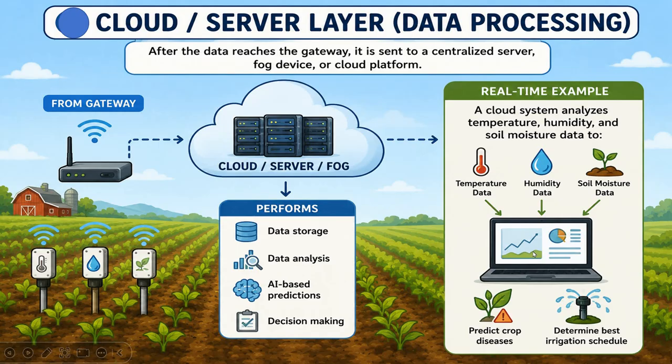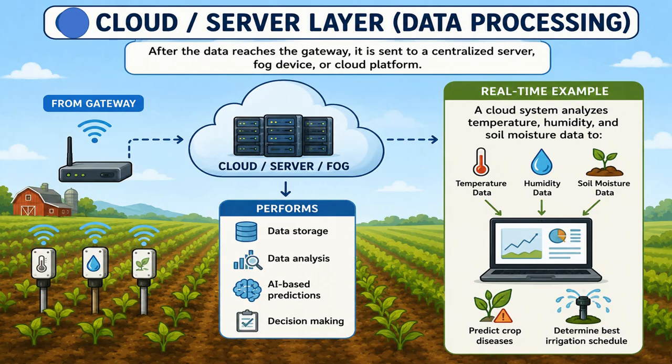Now, the cloud system stores the data and analyzes it using AI algorithms, and it may discover that high humidity and warm temperatures create favorable conditions for a particular crop disease. The system then sends an alert to the farmer, allowing preventive actions before the disease spreads.